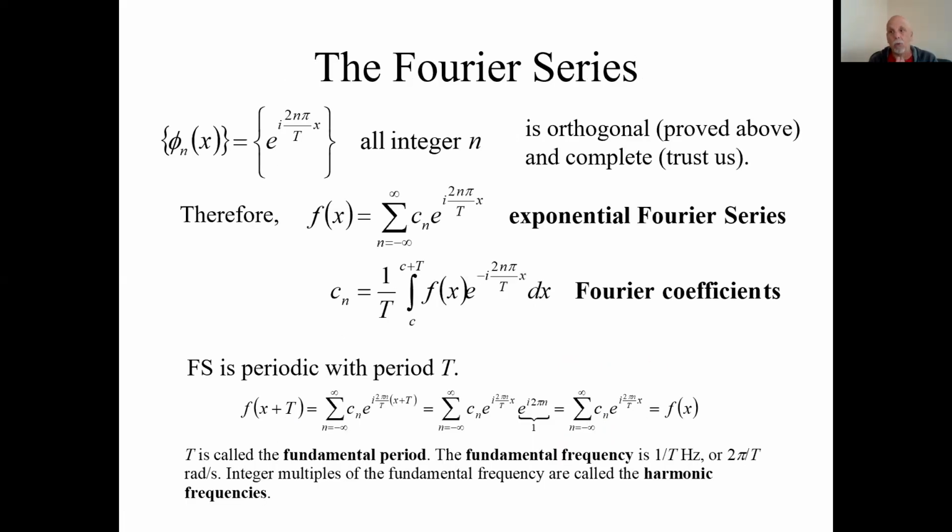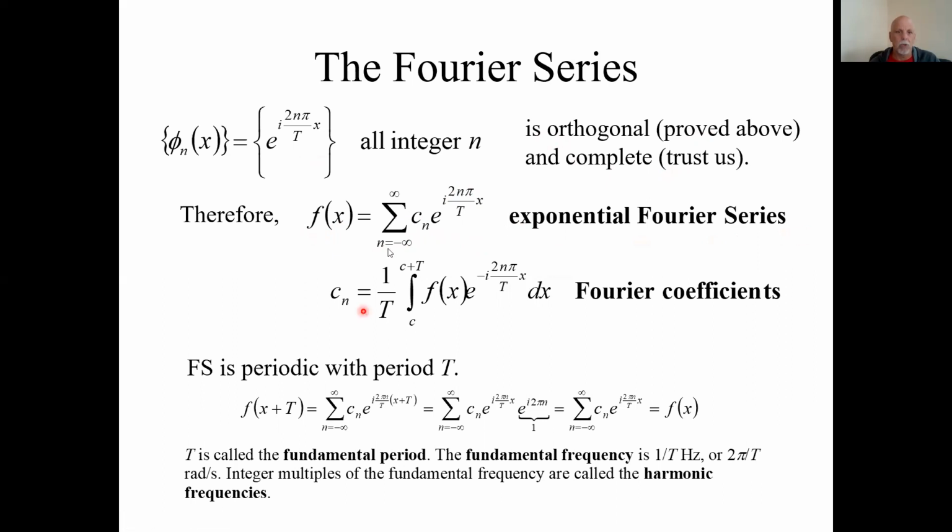That brings us back to the Fourier series. We already showed that this orthogonal set is orthogonal. We proved that. It's also complete. Which means we can express a function as this infinite sum, or linear combination, of those functions. And this guy is called the exponential Fourier series.